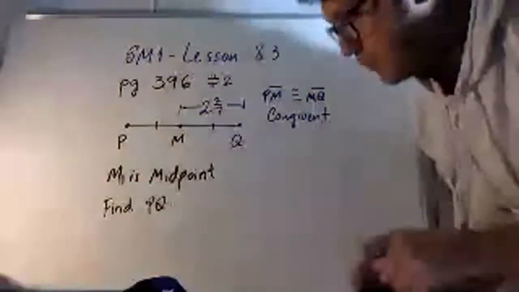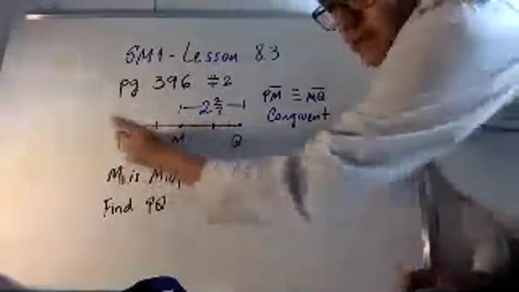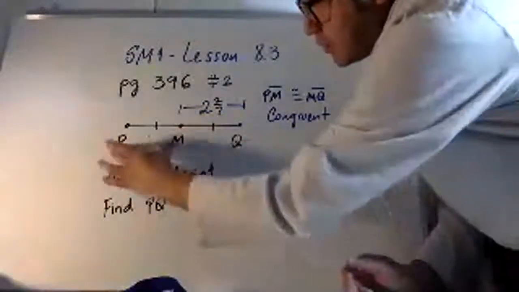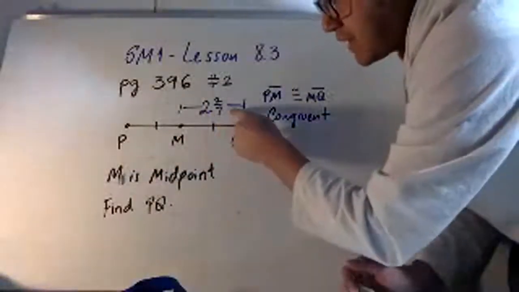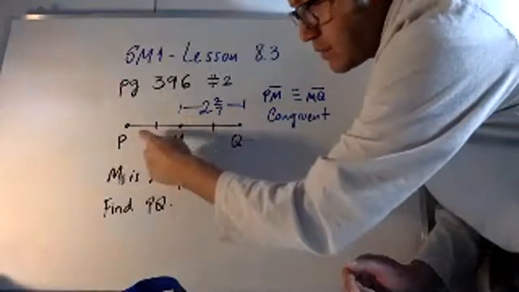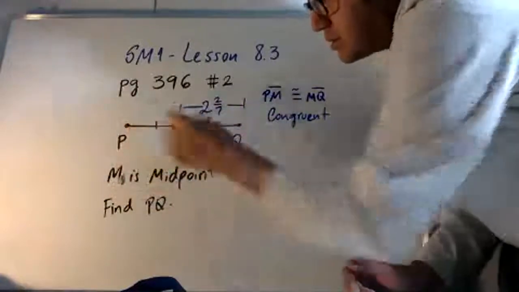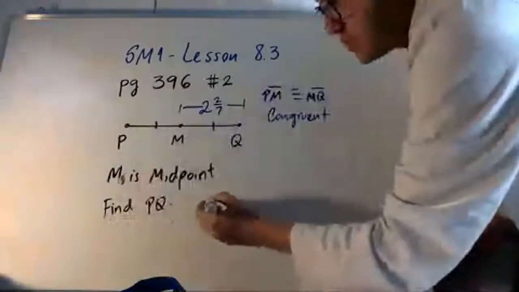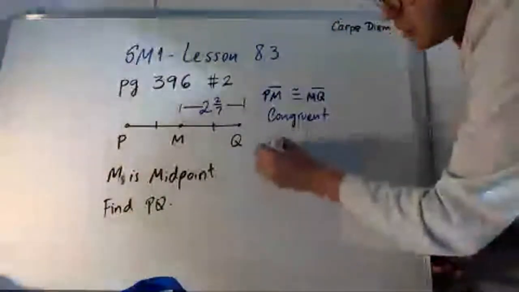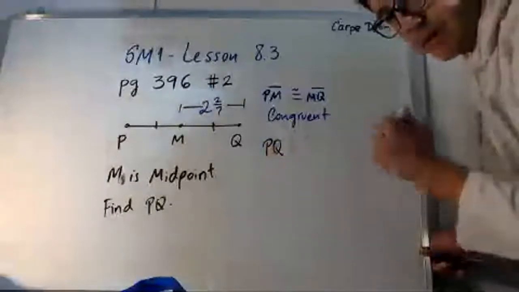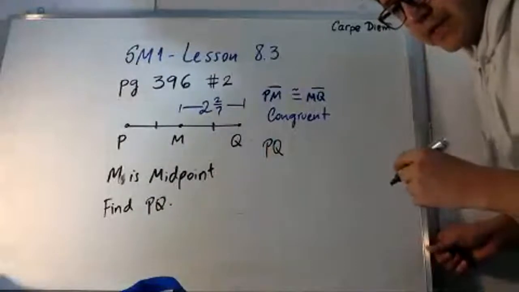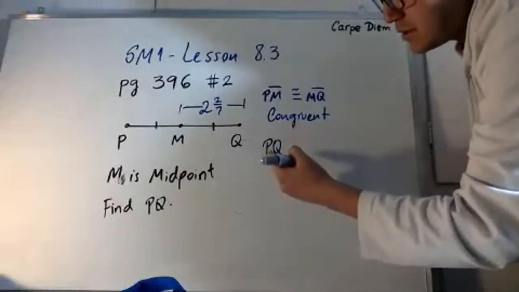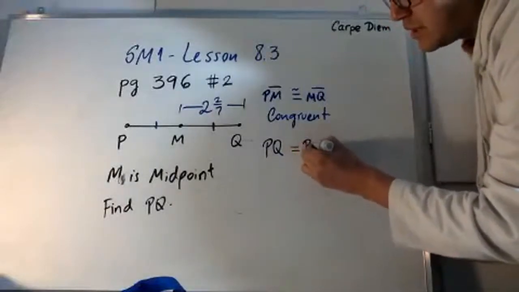If you know that this is cut in 2 halves, then this plus this is going to be the whole thing. And if I know that this is 2 2/7, what is the measure of this? The same. So this is also going to be 2 2/7. With that in mind, the measure of PQ is equal to doing this addition.